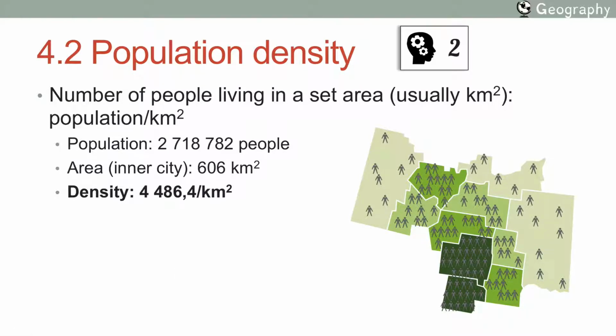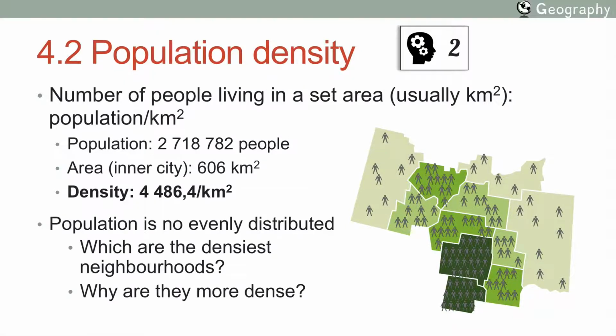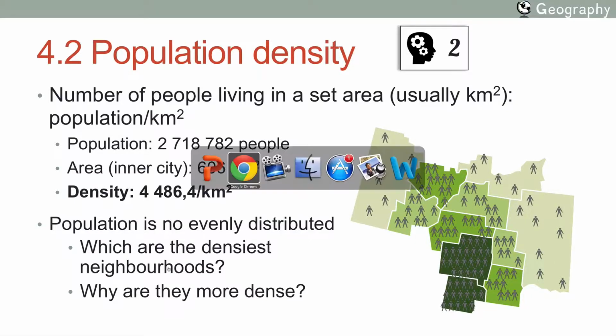Of course, this population is not evenly distributed. Some neighborhoods, some areas are more densely populated than others, which leads to the question: which are the densest neighborhoods according to you, and why are they denser than other ones? Try to guess that. We'll try to answer that by analyzing an interactive map.